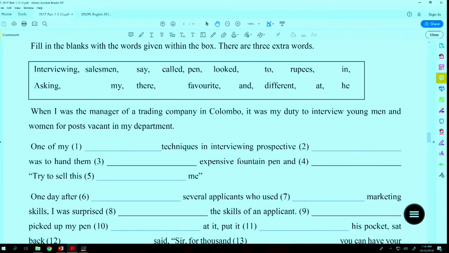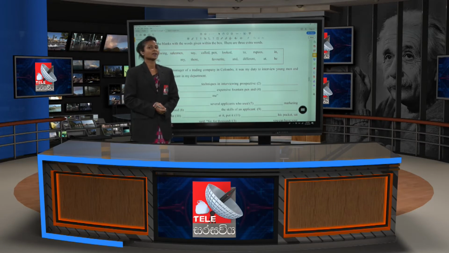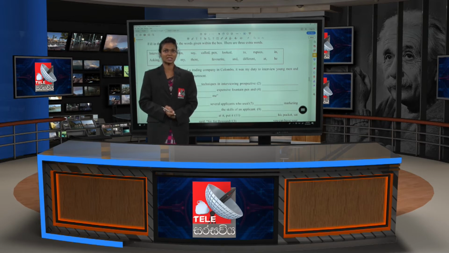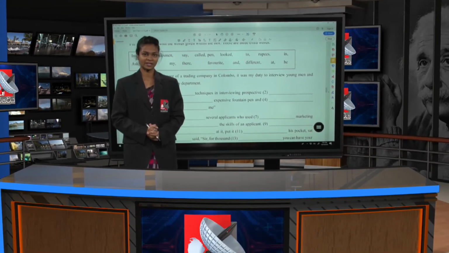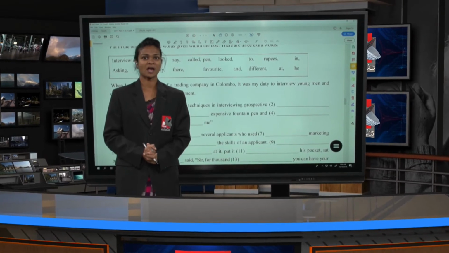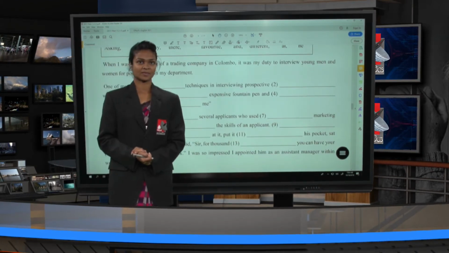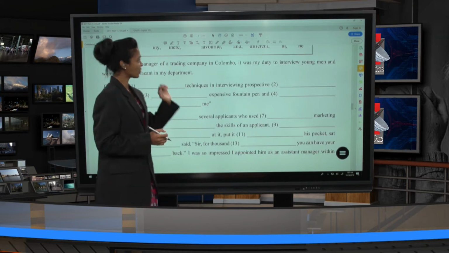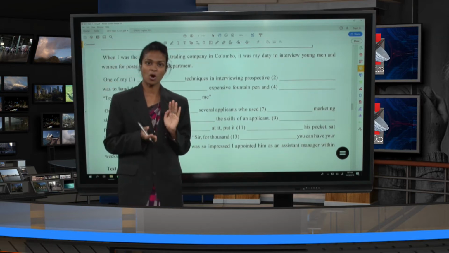Right, we will refer the words in the box. Interviewing, first is interviewing. It is in ing form. Then salesman, say, cold, pen, looked, 2 rupees, in, asking, my, their, favorite, and different, at, he. Then, what's the next? It's a small paragraph. What you have to do is you have to fill in the blanks by selecting the words from the box, right? Alright, now we will go through that small text.